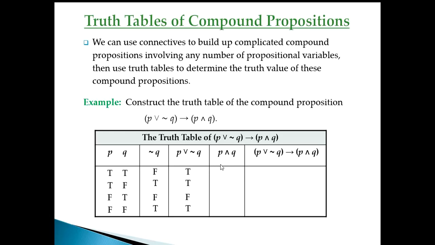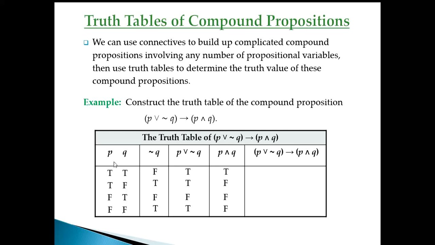Clear? Now next we need to calculate p conjunction q, p and q. For p and q we have the truth value true only if both are true, otherwise it is false. So true and true is true, true and false is false, false and true is false, false and false is false, right?